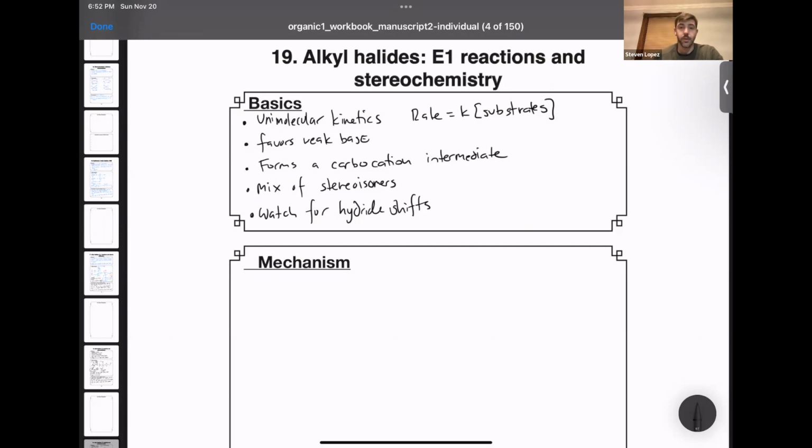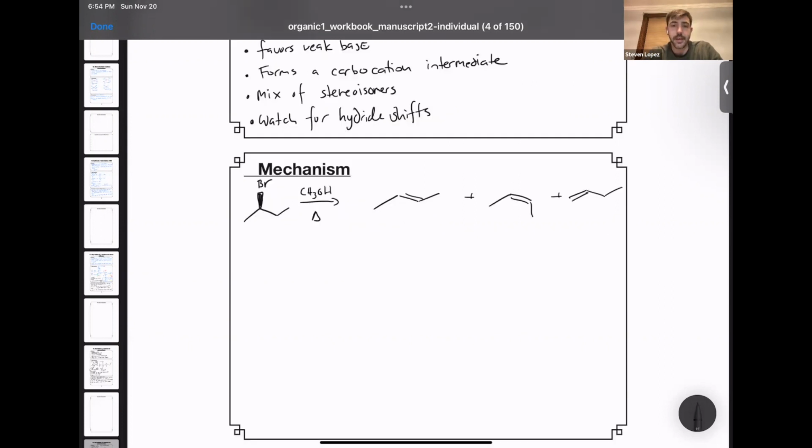Let's turn to one sample reaction and do a mechanism. This involves the reaction of a secondary alkyl bromide in the presence of methanol and heat. When this reaction proceeds, you get a mixture of products, cis and trans 2-butene, as well as 1-butene. So let's work out the reaction mechanism and try and understand how you can arrive at these different products using the arrow pushing or curly arrow based mechanisms.